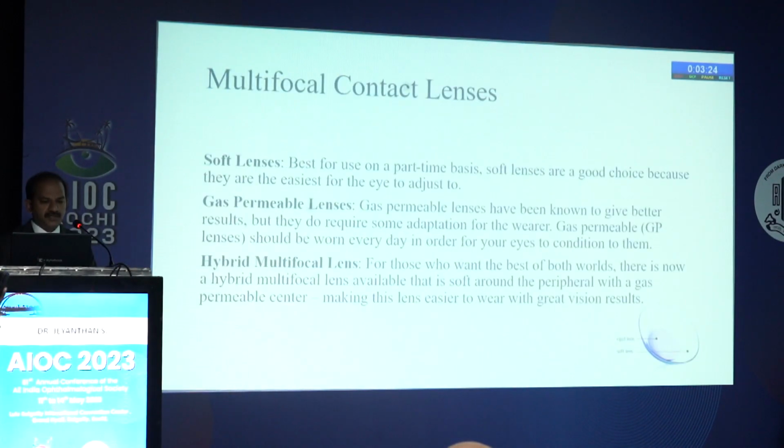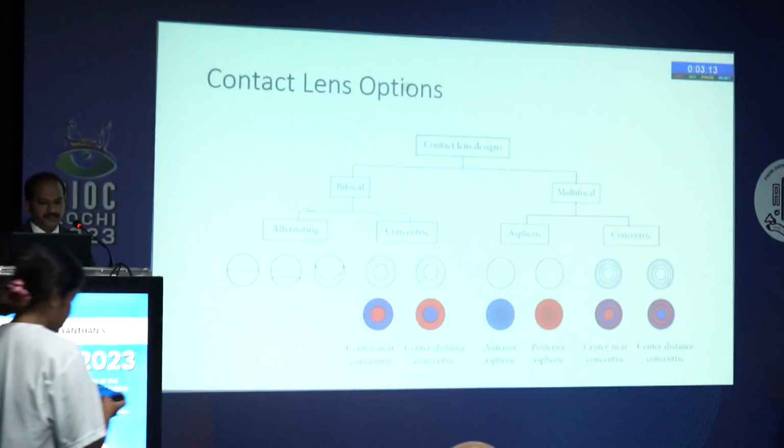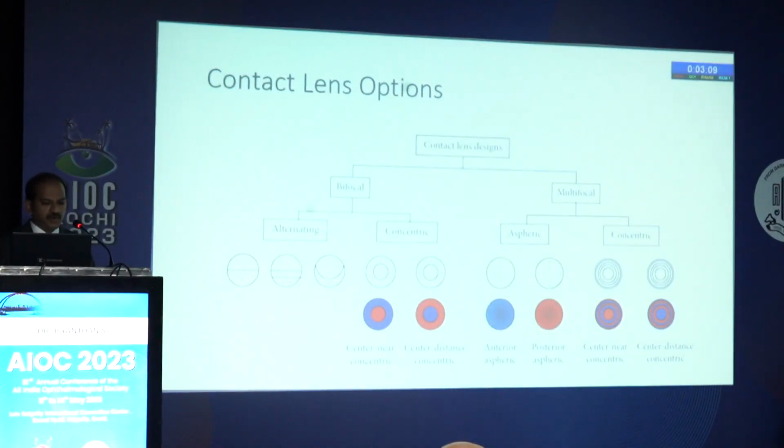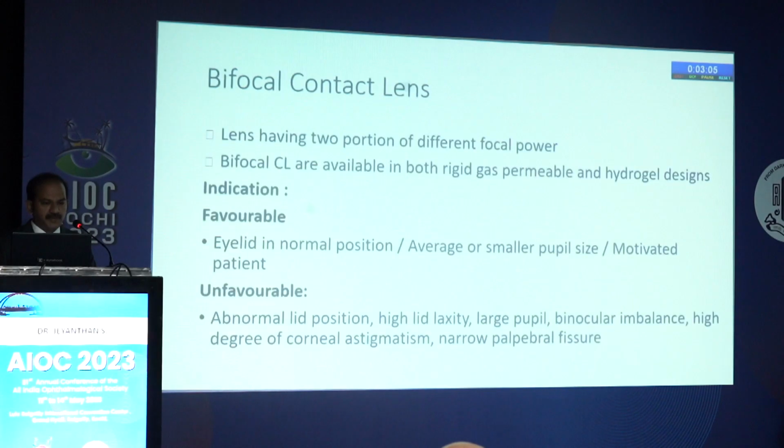Multifocal contact lenses come as soft, gas permeable, and hybrid lenses. So hybrid would be preferable because they have the best of both worlds. So it will be more comfortable and gives the best results also. The options are either bifocal or multifocal. In bifocal, we have the alternating pattern or the concentric. In multifocal, we have the aspheric and concentric pattern.